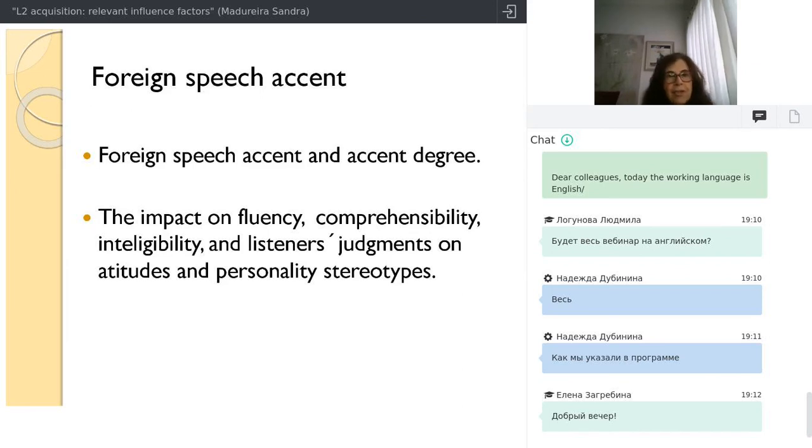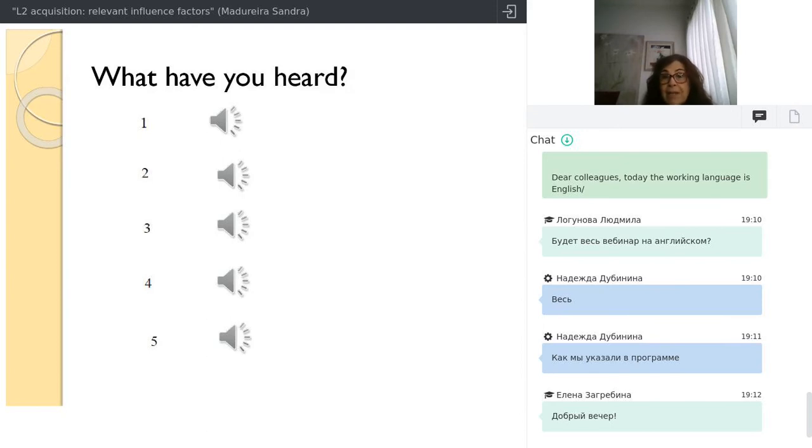Another topic that I mentioned is the foreign speech accent. It's not just an issue of comprehensibility or fluency or intelligibility, but also attitudinal judgments. Because when you are listening to someone who is Brazilian, who speaks Brazilian Portuguese, and is speaking to you in English, a kind of foreign accent is in our speech, but it depends on the degree of foreign accent that you have. Because if you have a very strong accent, you are not understood.